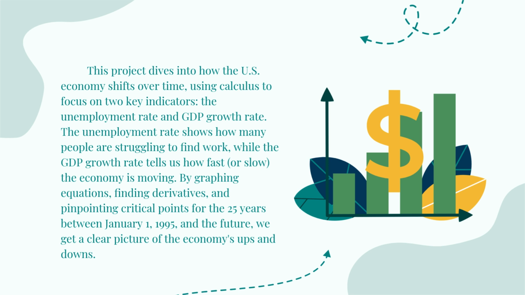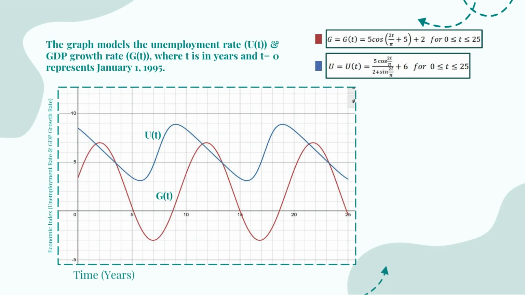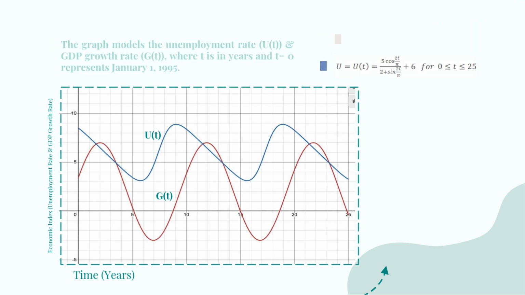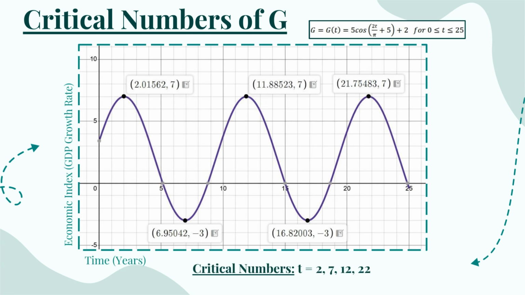Unemployment tells us how many people are having trouble finding work, while GDP growth tells us how fast the economy is moving. Using graphs, derivatives, and critical points, we can see the ups and downs in the economy from 1995 onward. This graph models both the unemployment rate, U of t, and GDP growth rate, G of t, where time, t, starts at 0 for the year 1995. These functions help us visualize how each indicator changes over the years.